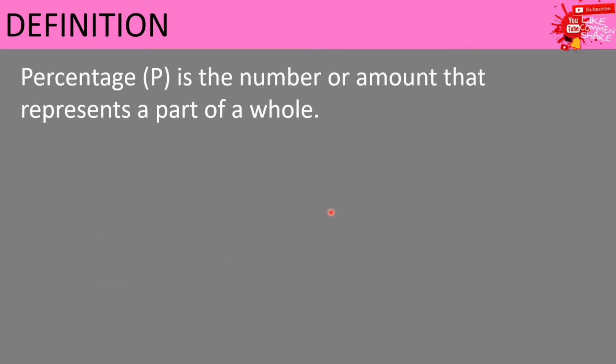First, we will have the definition of the base, rate, and percentage. So we have this percentage. We represent it as letter P. It is the number or amount that represents a part of a whole. So it means that this number will be the smaller part or the small number if and only if the given rate is less than 100%. So, ito yung mababang number kung ang rate na given ay less than 100%.